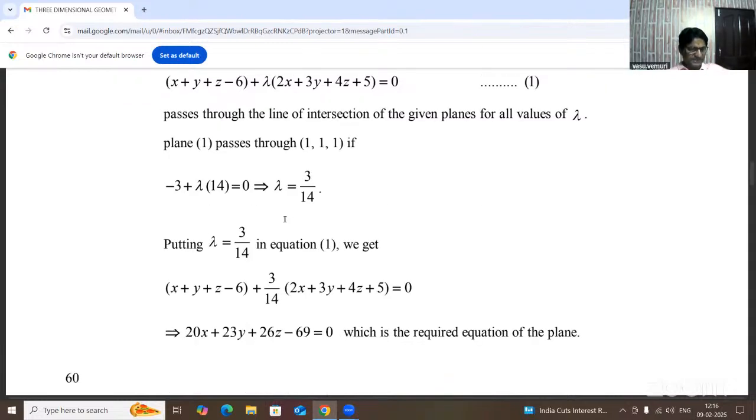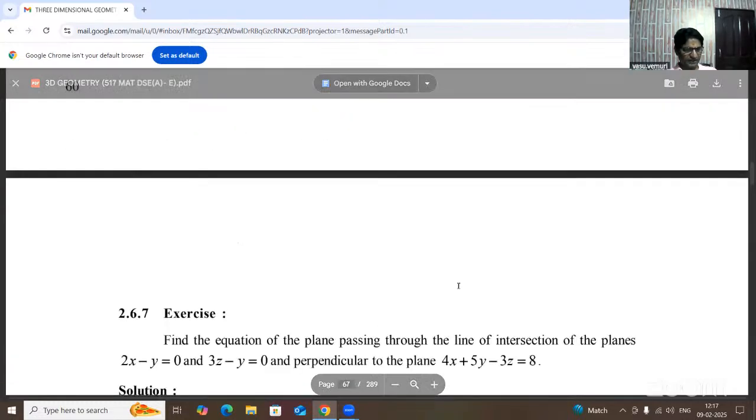So x plus y plus z minus 6 plus 3 by 14 of 2x plus 3y plus 4z plus 5 equal to 0. After the simplification, 14 is the LCM. 14x plus 6x, that is 20x. 14y plus 9y, that is 23y. 14z plus 12z, that is 26z. Then minus 14 into 6, that is 84, so minus 84 plus 15, that is minus 69 equal to 0, which is the required equation of the plane.